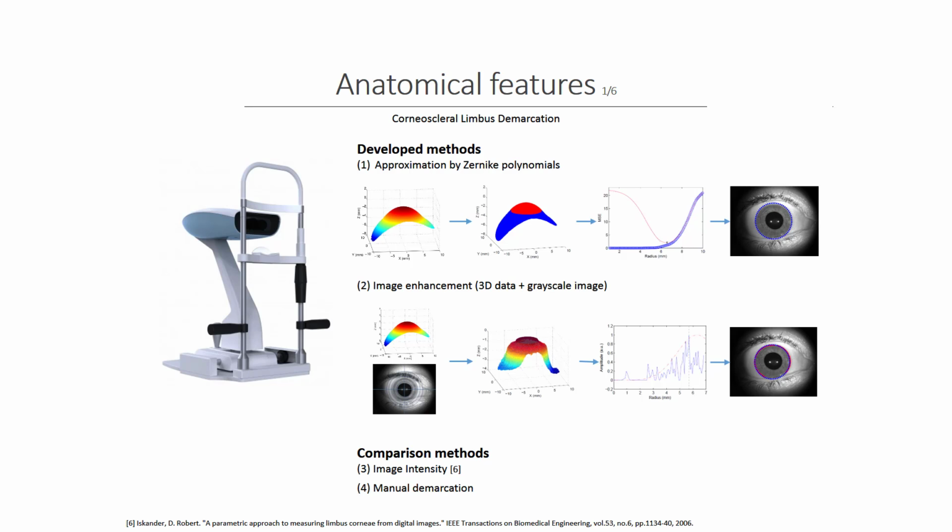Another topic of this project included the study of the anatomical features of the anterior eye. Regarding this topic, we started by developing two new methodologies to estimate the corneal scleral limbus. The first one was based on the minimization of the mean square error using the approximation by Zernike polynomials. The second one took into account information from the grayscale image. Both methods were compared with a parametric approach to estimate the limbus based on image intensity and with a manual demarcation procedure.